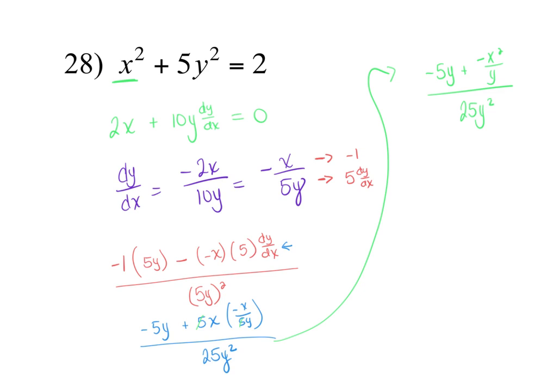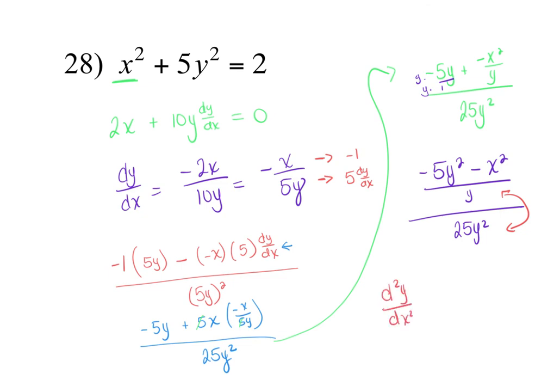I need to get a common denominator. My common denominator here is y, so I need to multiply the top and the bottom by that y. So I get negative 5y squared minus x squared. That is all over the common denominator of y, and that whole thing is over 25y squared. Anytime you have a denominator over a denominator, it ends up being just multiply those, and that becomes your denominator. So my second derivative here is going to be the negative 5y squared minus the x squared all over 25y cubed.